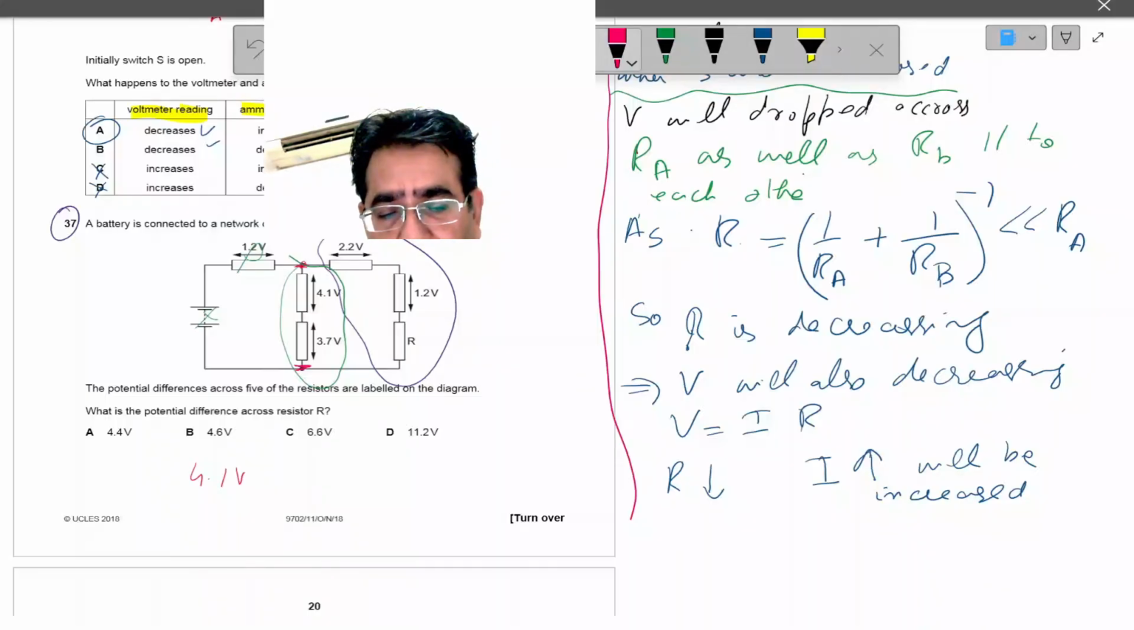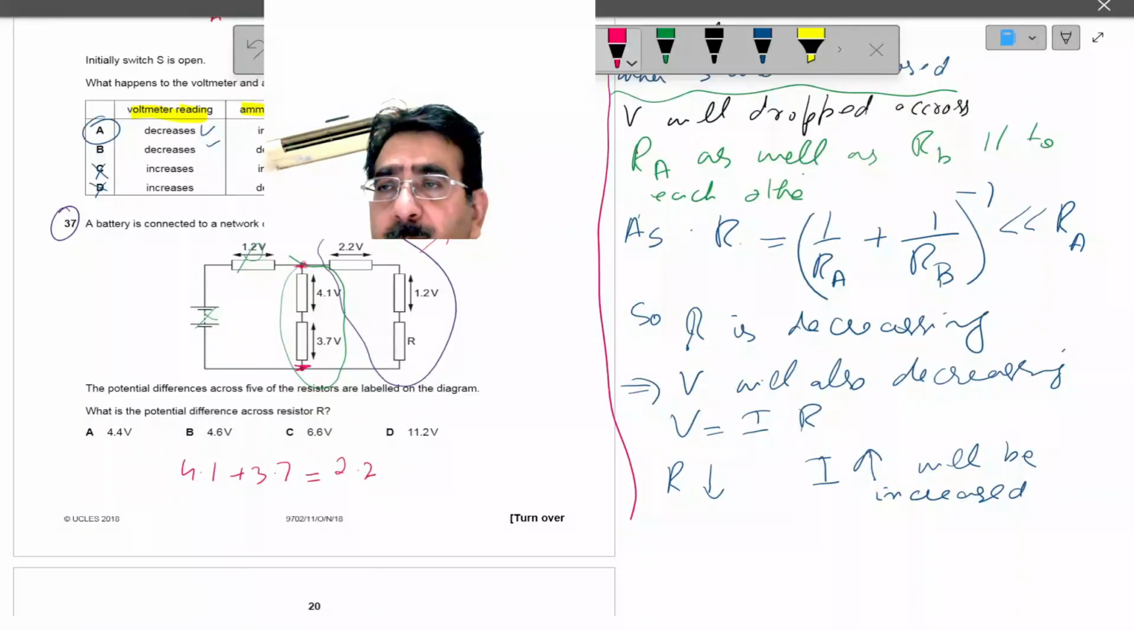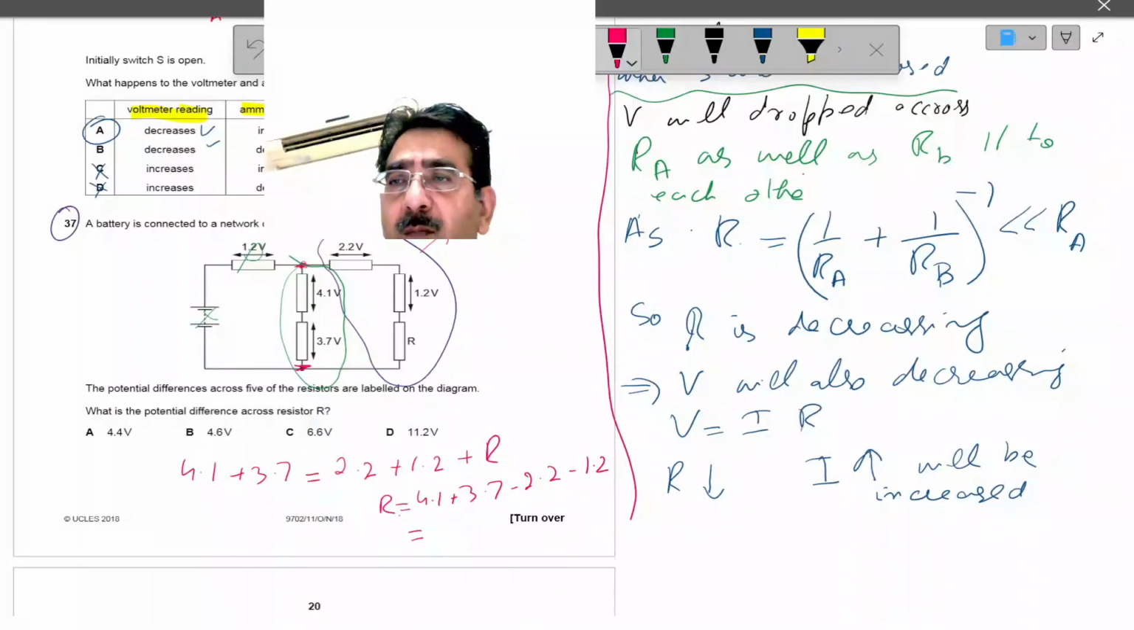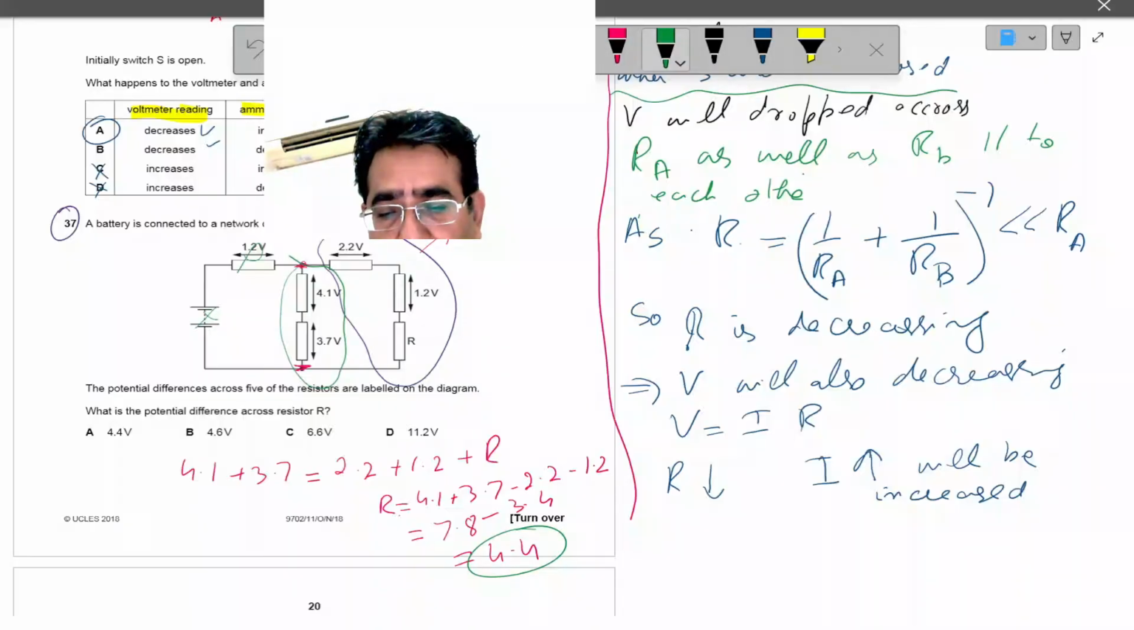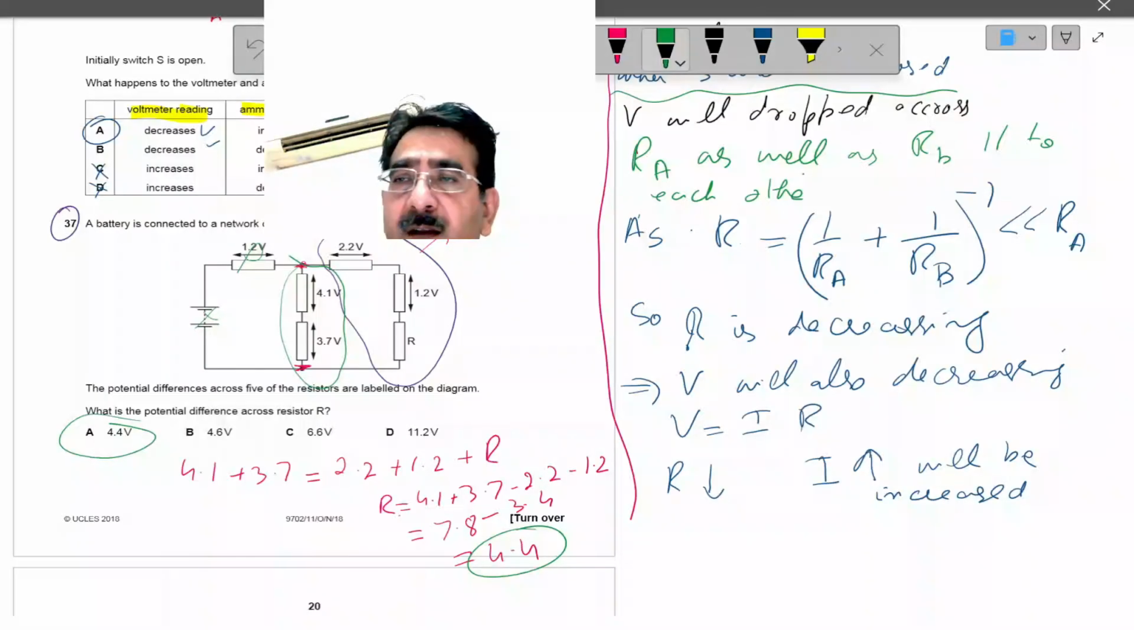4.1 V plus 3.7 must be equal to 2.2 plus 1.2 plus R, because these are in series. From here R may be calculated: 4.1 plus 3.7 minus 2.2 minus 1.2. That becomes 7.8 minus 3.4, which is equal to 4.4. So that will be our answer, 4.4. So the answer will be A. That is true.